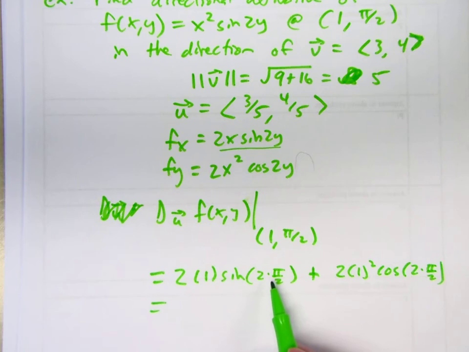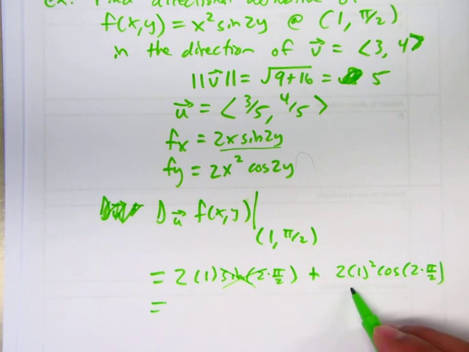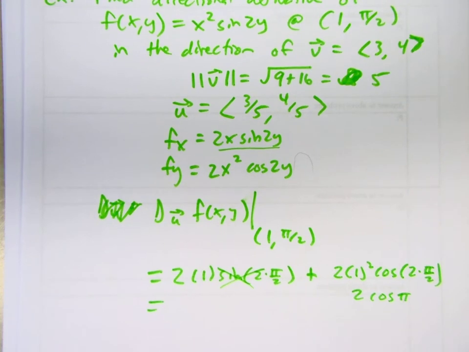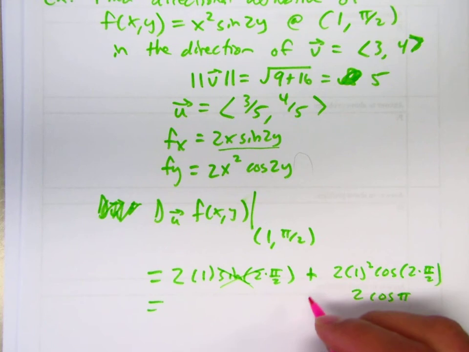That's just going to be 0, right? So we can cancel that out. And then here we have 2 cosine of pi. The cosine of pi, oh, I'm sorry, I totally forgot. It's kind of a big deal.